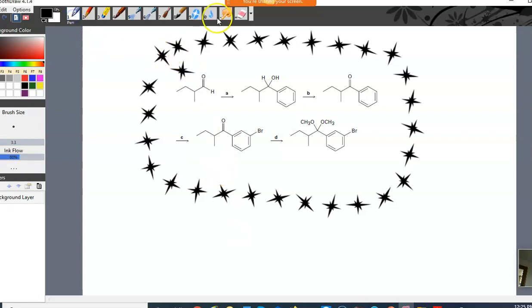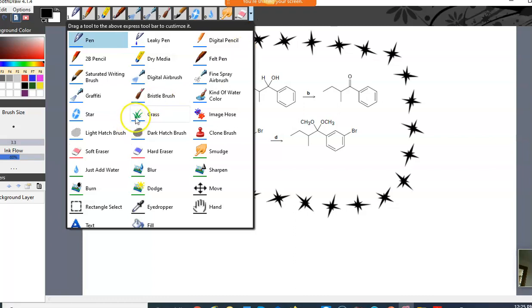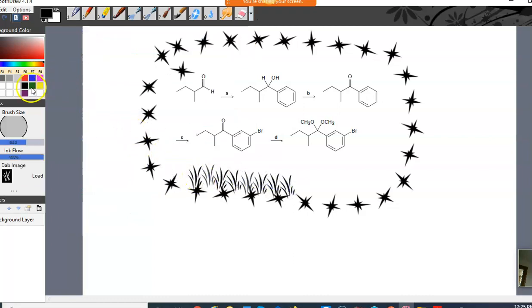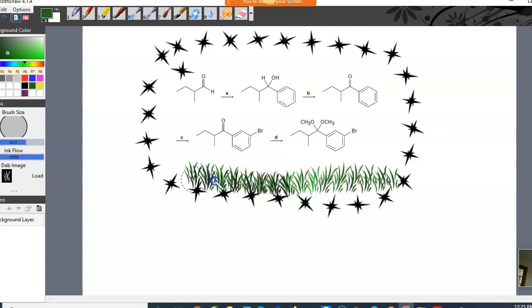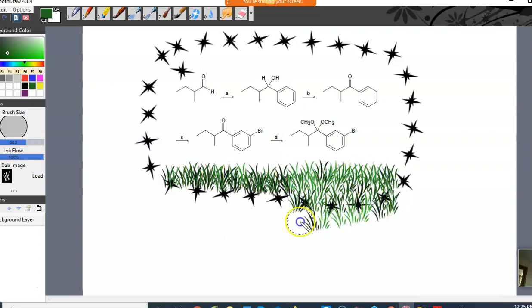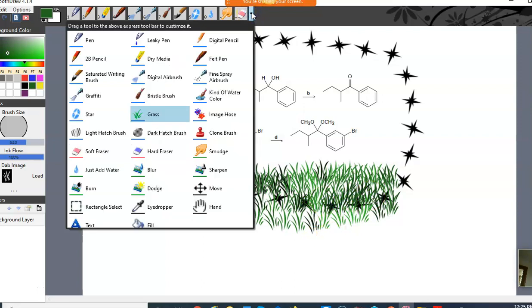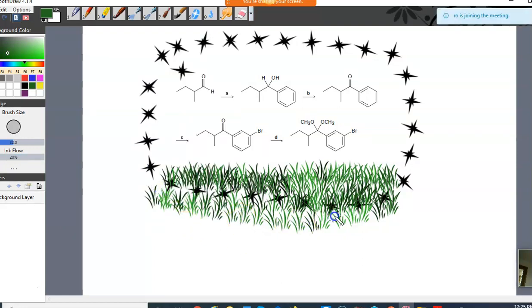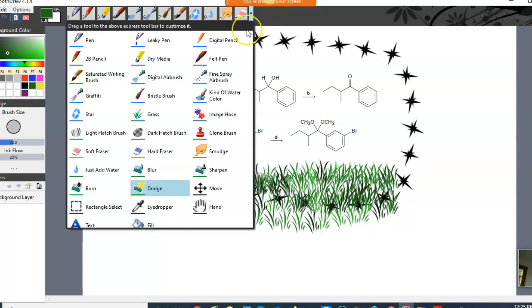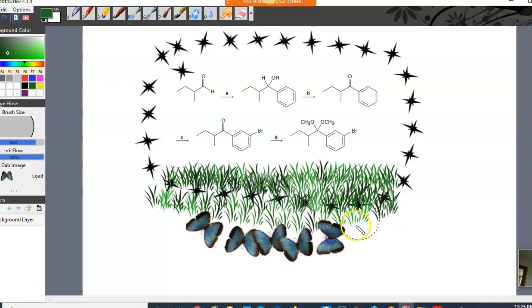Nothing says excitement like sparkles. Yeah, there's grass. I'm just playing around with it. It's fall. It's beautiful outside. There you go. Got some great, totally fancy effects. Dodge. It's Dodge. Doesn't even do anything. Oh, look at that.